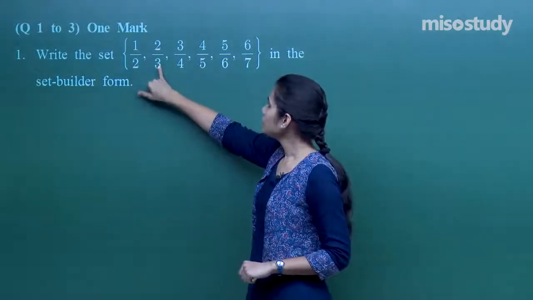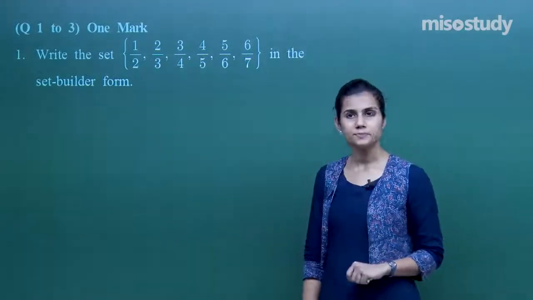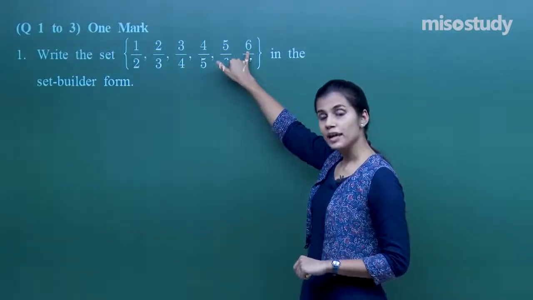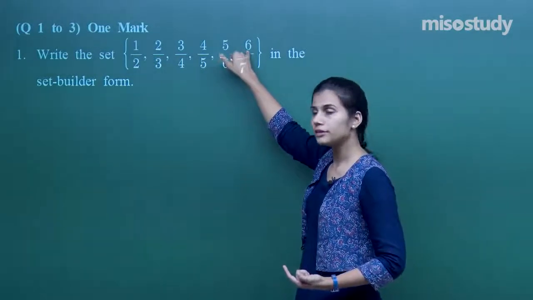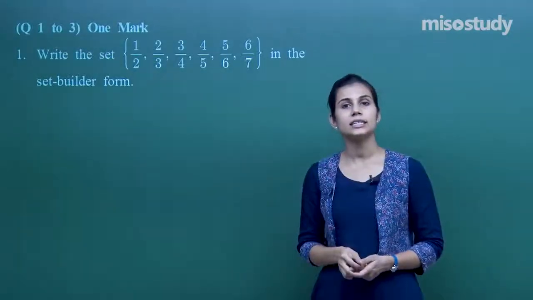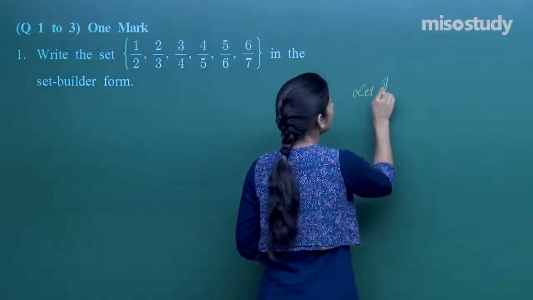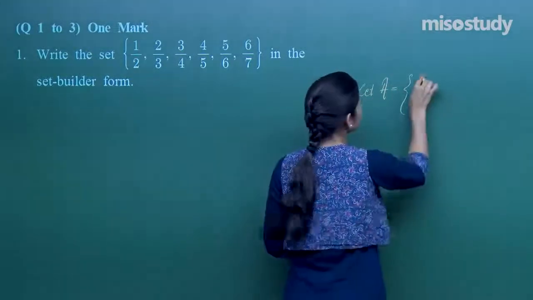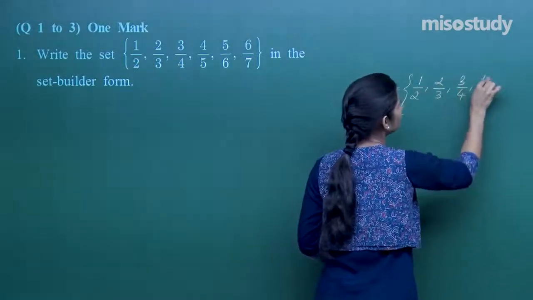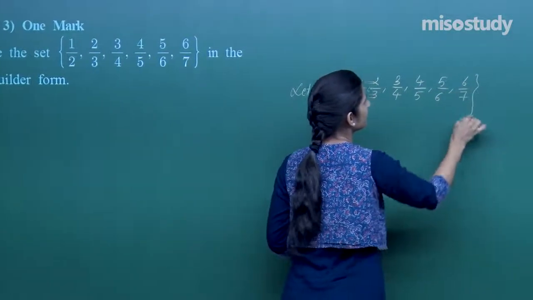Denominator is one more than the numerator, and that is what is happening in each element. Moreover, numerator is only varying from 1 to 6, and therefore because denominator is one more than the numerator, denominator is varying from 2 to 7. How can you write this set in the set builder form? I am saying let A be the name of this particular set which has elements 1 by 2, 2 by 3, 3 by 4, 4 by 5, 5 by 6 and 6 by 7.